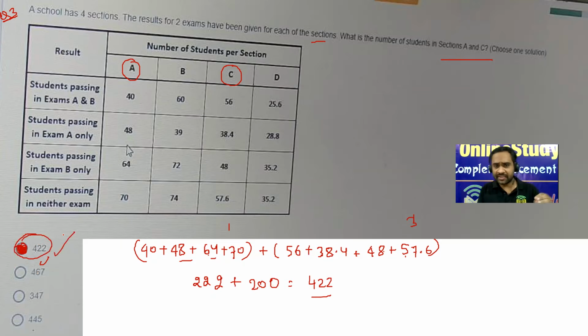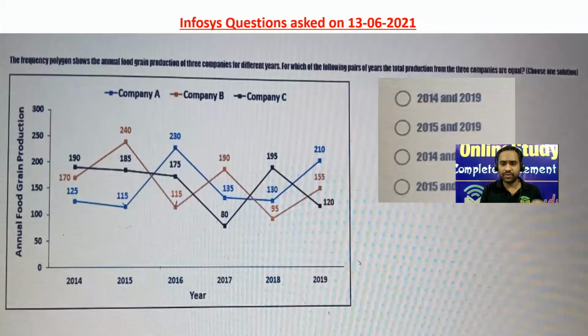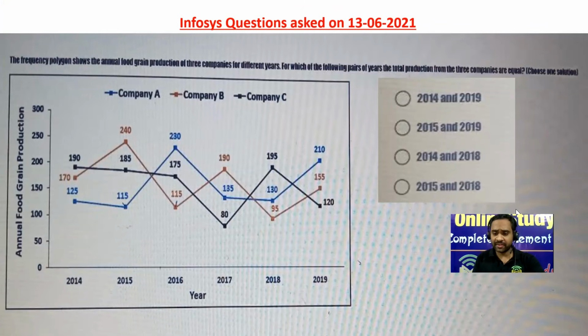Friends, data interpretation is an important topic. So you must have good practice of data interpretation questions to score more in your Infosys examination. If you are not able to see, I am reading it.